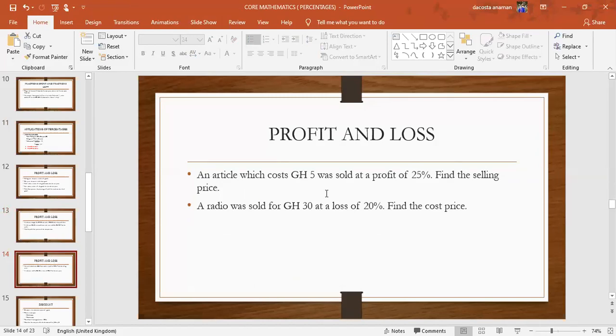Okay, good. That's nice. So I have more questions for you. An article costs 5 cedis and was sold at a profit of 25%. Find the selling price. And a radio was sold for 30 cedis at a loss of 20%. Find the cost price. I'll be waiting. Doing nice.